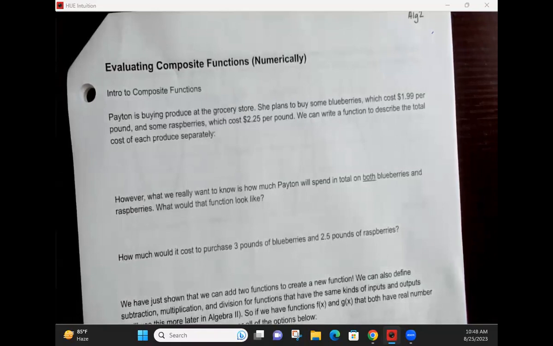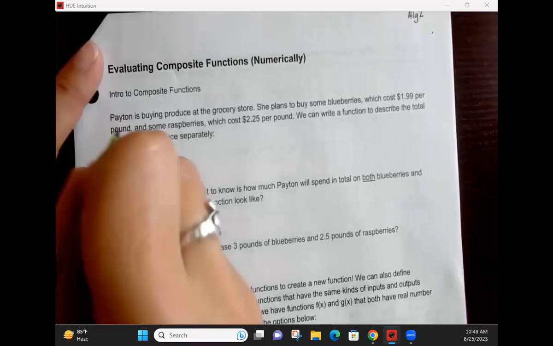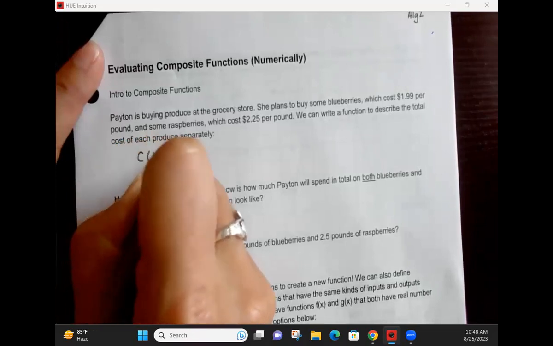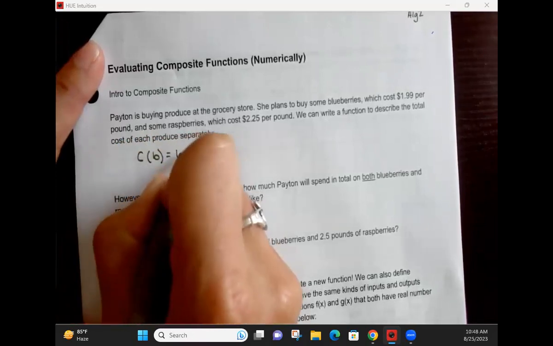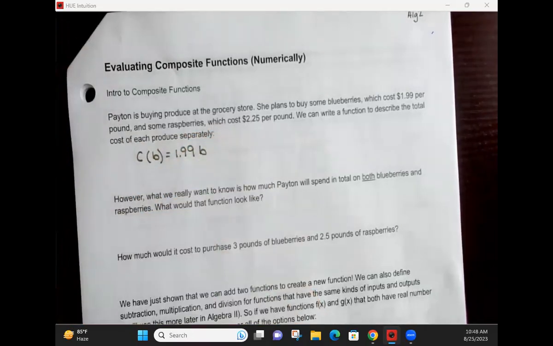So for our first example here up at the top, it says Peyton is buying produce at the grocery store. She plans to buy some blueberries, which cost $1.99 per pound, and some raspberries, which cost $2.25 per pound. So we can write a function to describe how much her blueberries cost and how much her raspberries cost. Okay, we've done this before. So my cost for blueberries would be that price per pound times however many pounds I buy. Does that make sense? Okay.